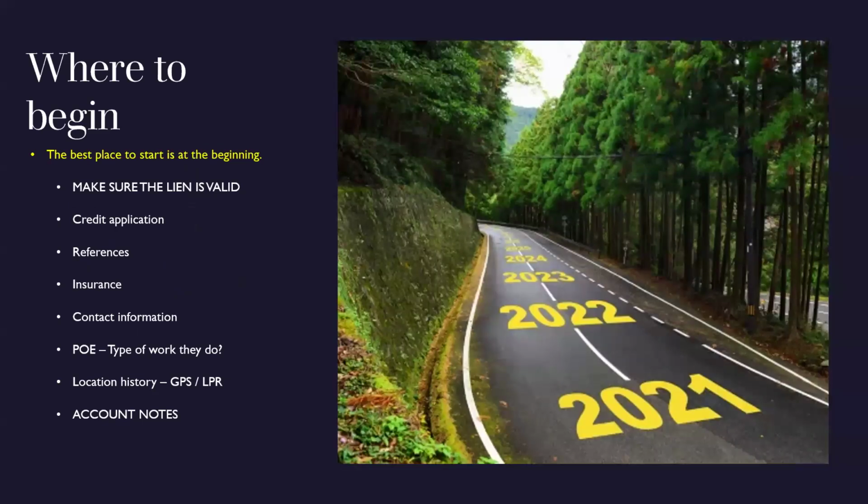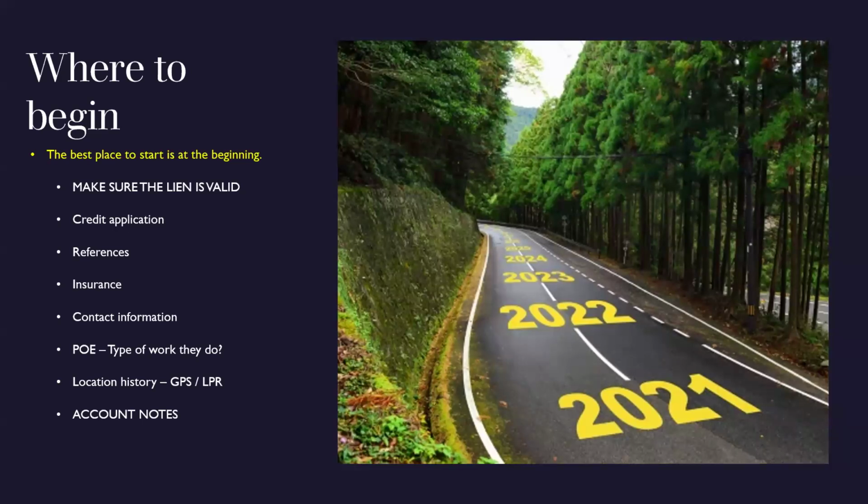So where do you begin on the skip process? Well, you have to stop and first make sure that the client's lien is valid. Sometimes there may be a lien loss. It may be something where they didn't perfect their lien. Always validate the lien. If you have access to it, check the credit application. What did they put on there? References, insurance. Do they have new insurance? Any contact information that they provided you that may not be in the file.